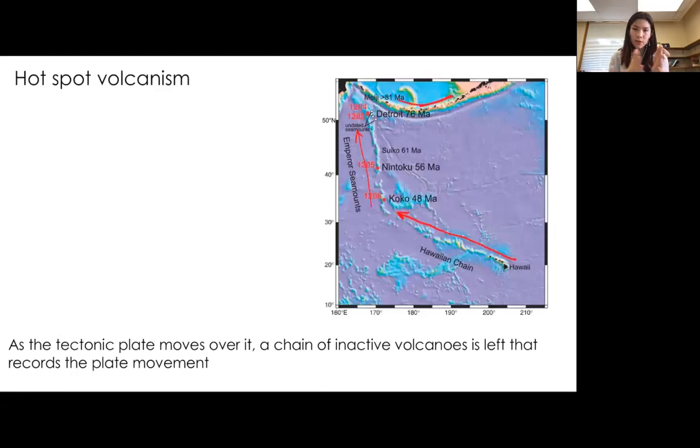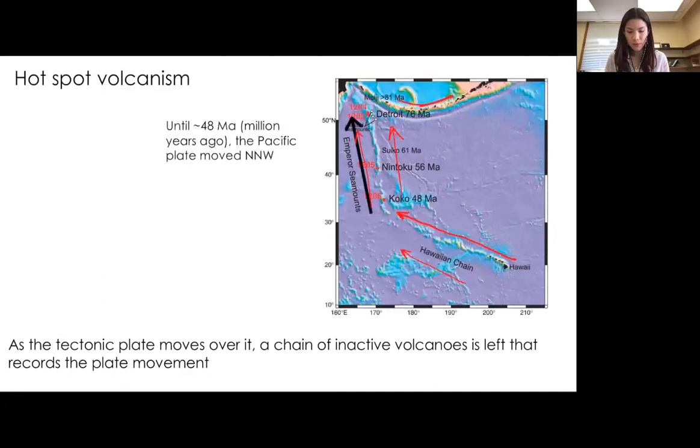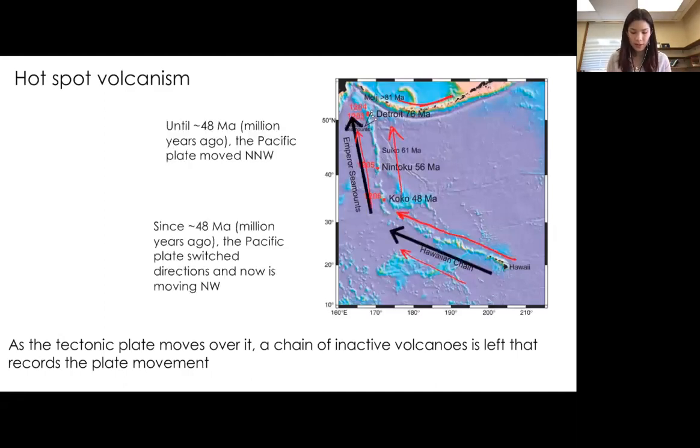And this switch is indicative of a change in the plate tectonic velocity direction. For a long time, the Pacific plate has been moving in this direction. However, about 48 million years ago, it switched directions. So the plate was moving towards the north-northwest, and about 48 million years ago, it switched to moving more directly northwest, right? And we can see that with these arrows here.